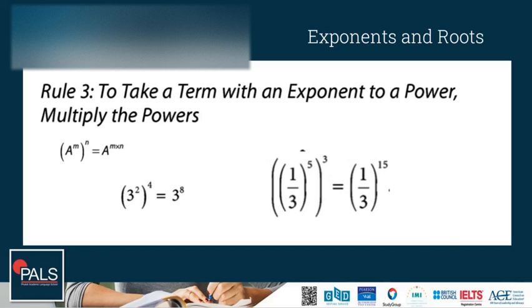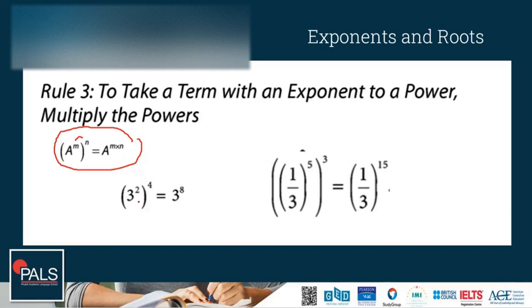Rule number 3, to take a term with an exponent to a power, multiply the powers. Let's see the definition. So a to the power of m, to the power of n. In this case, we multiply the exponents, so m times n. A to the power of m times n.